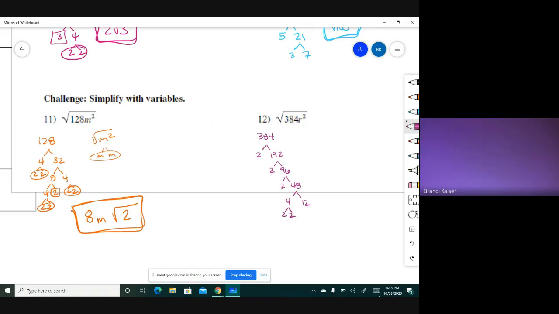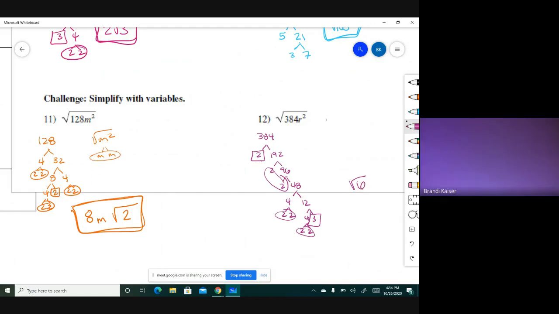4 becomes 2 and 2. 12 becomes 4 and 3. And 4 becomes 2 and 2. So try to match as many pairs as you can. So I have 1, 2, 3 pairs of 2s. I also have a single 2 and a single 3. Okay, so remember, singles have to stay inside. If I have a 2 and a 3, multiply them back together. They're going to be 6.